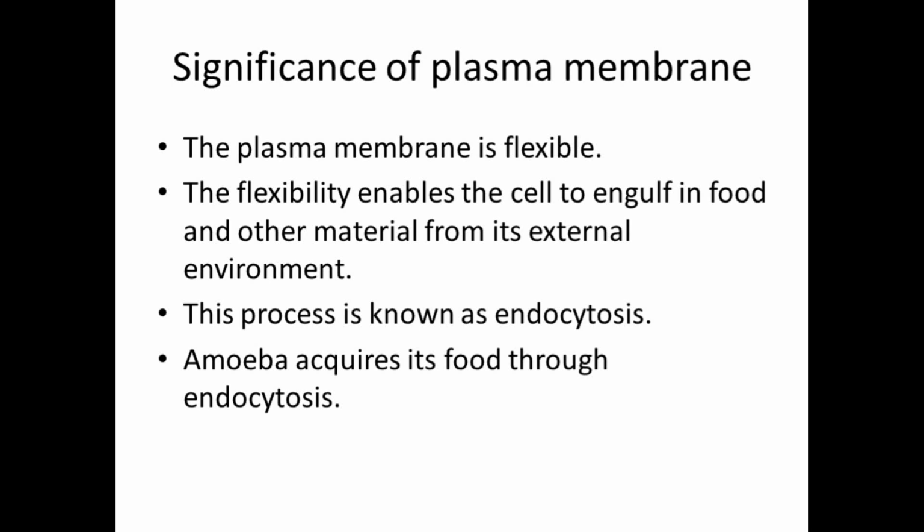Then the plasma membrane is flexible, that is, it can change shape. The flexibility enables the cell to engulf food and other materials from its external environment. I think you would have studied about the nutrition in amoeba. In the case of amoeba, they can extend their plasma membrane to engulf the food material from the external environment and capture the food. This process is known as endocytosis. Amoeba acquires its food through endocytosis.